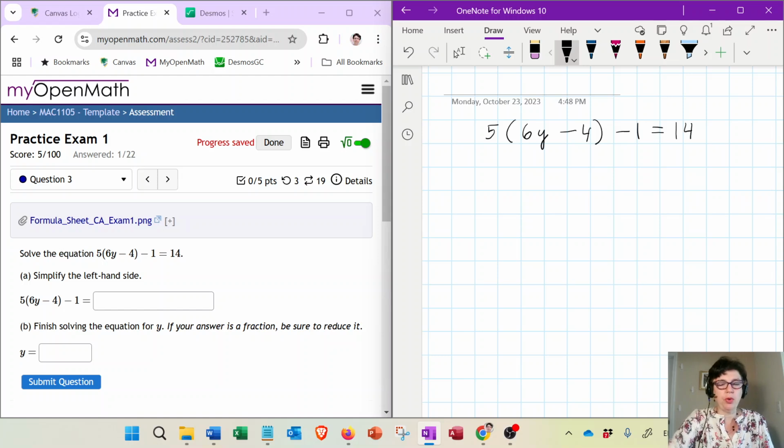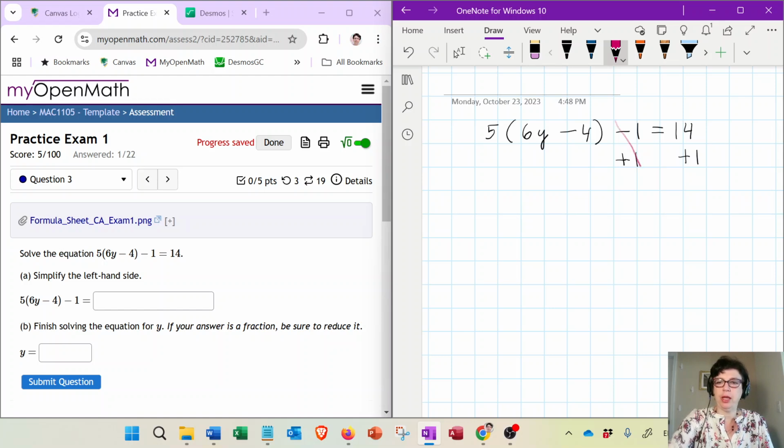So the goal is always to isolate the term that has the variable on one side and move everything else to the other side. And I'm going to do that first. So I can see that there is a subtraction of 1. So that would be remedied by adding 1 to both sides. Remember that whatever operation you do, you have to do it to both sides. Otherwise, it's not going to be a balance.